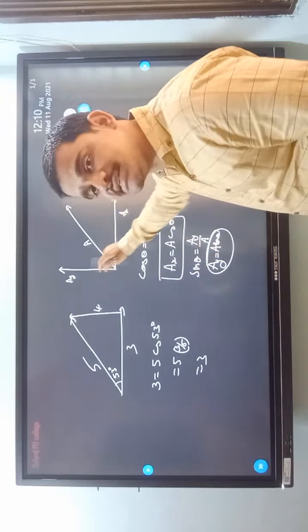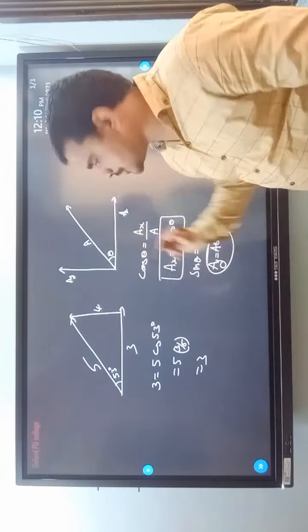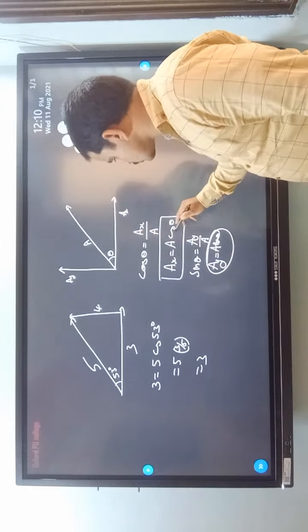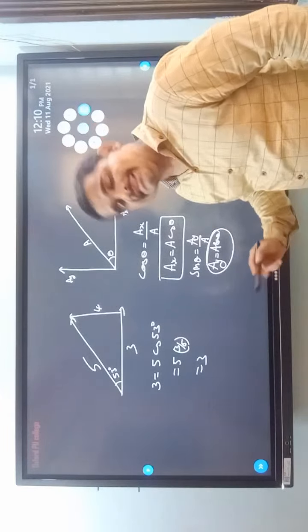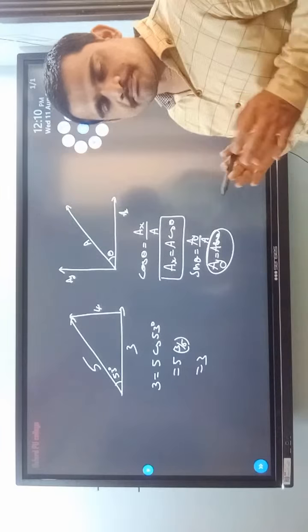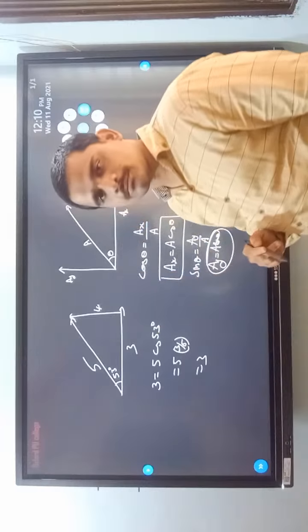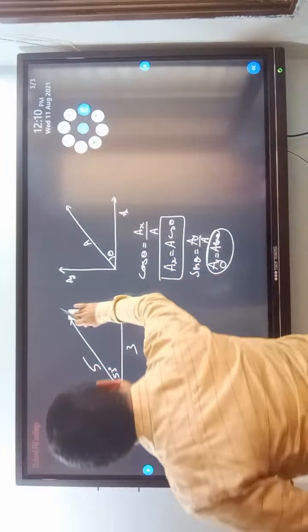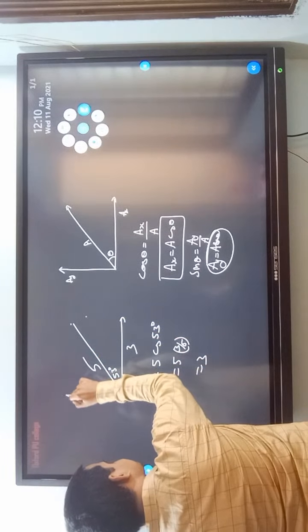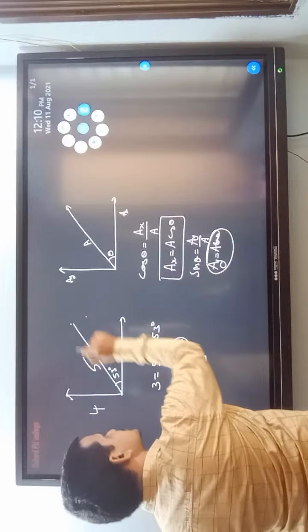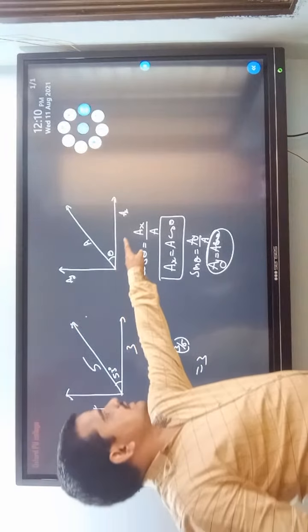A vector can be easily resolved into 2 components. One is A cos theta, the horizontal component, and another one is A sin theta. A vector simply can be resolved into two components. Here, 5 is divided into 3 and 4. This one is 3 and this is 4 and this is 5. Correct? Right angle triangle.